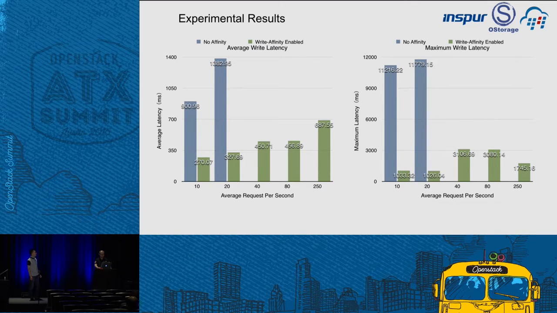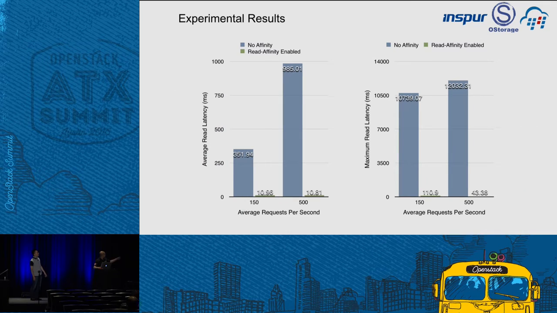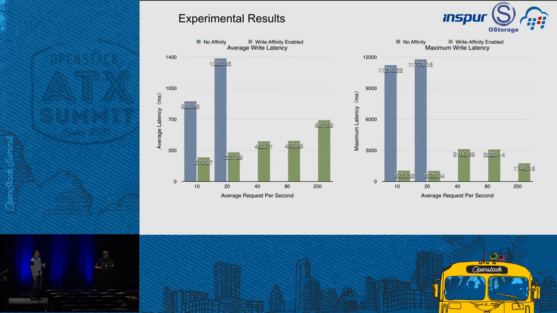We get the maximum and average delay, like the data shown on the picture. This is the result of the read operation. And the next is the result of the write operation.